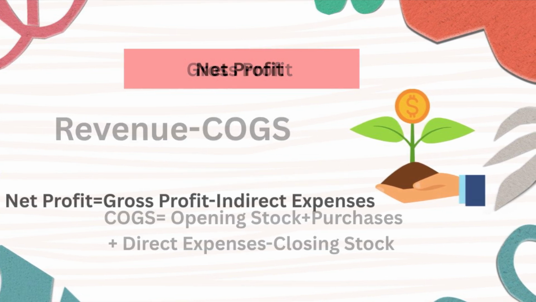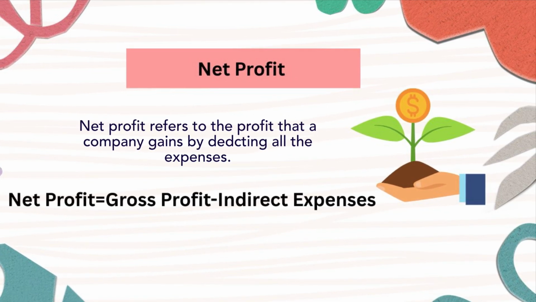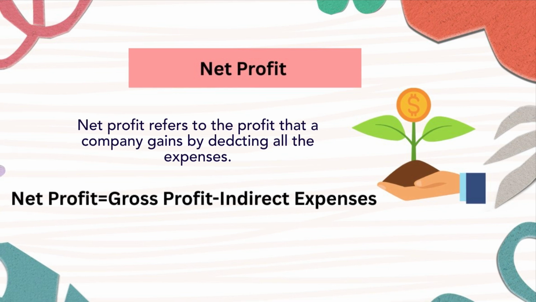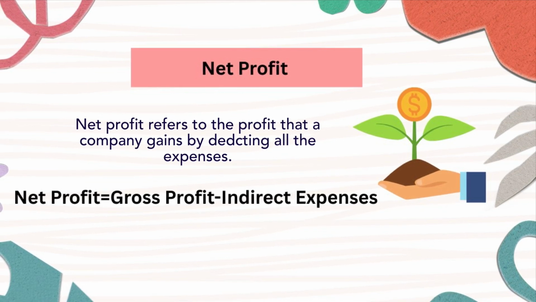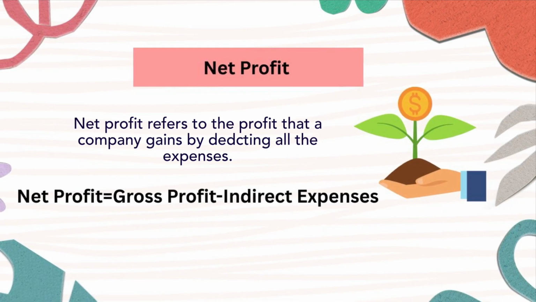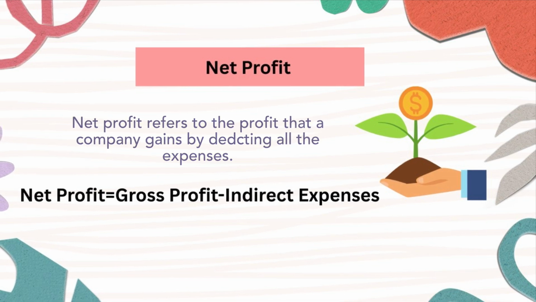There is another term called net profit. Net profit refers to the profit that a company gains after deducting all the expenses. So, the formula to calculate net profit is gross profit less indirect expenses.